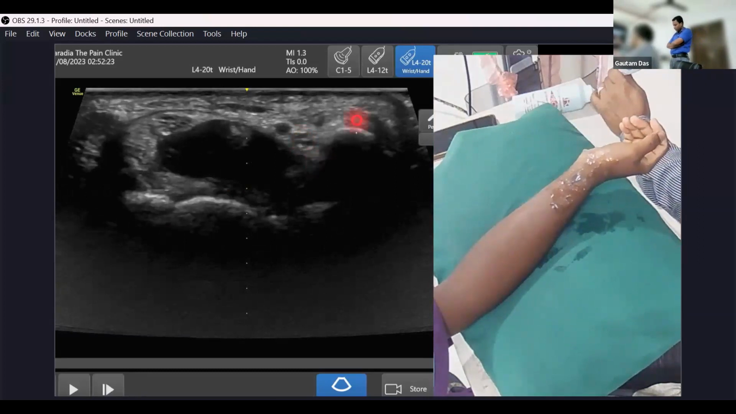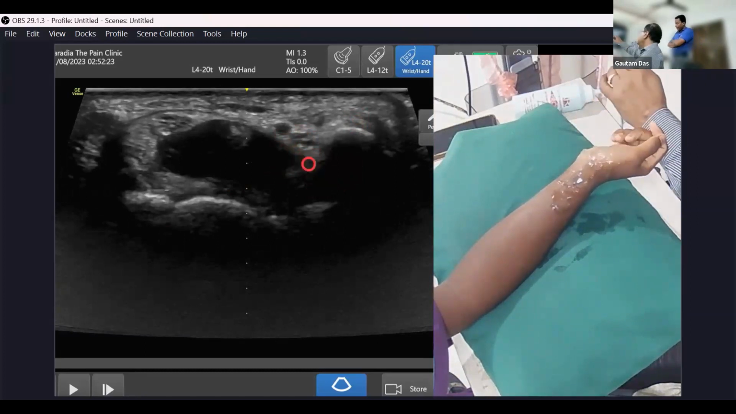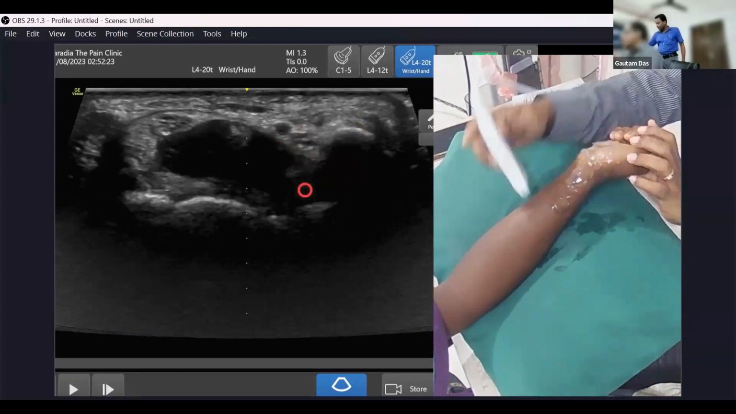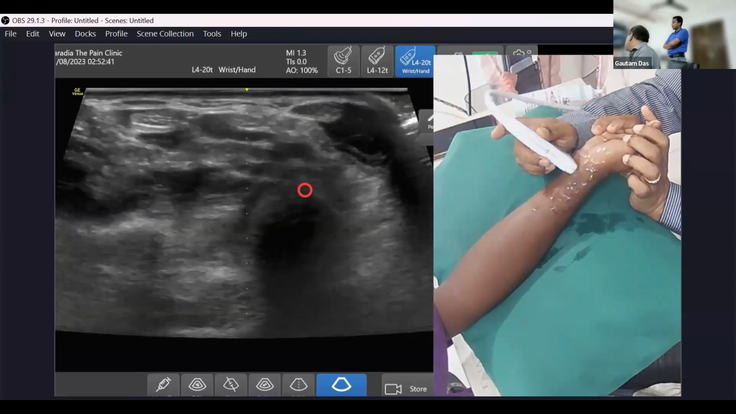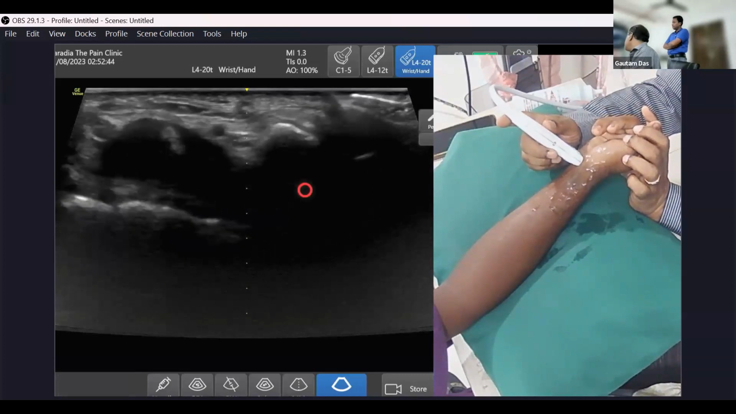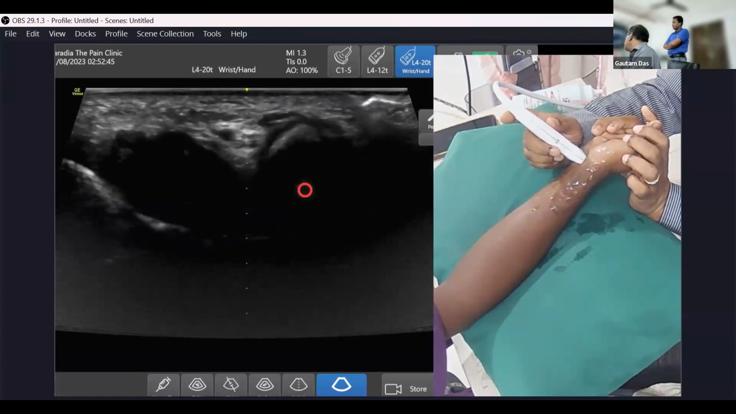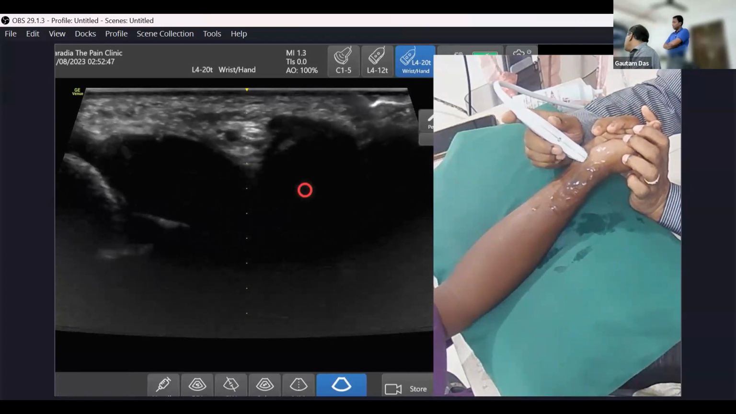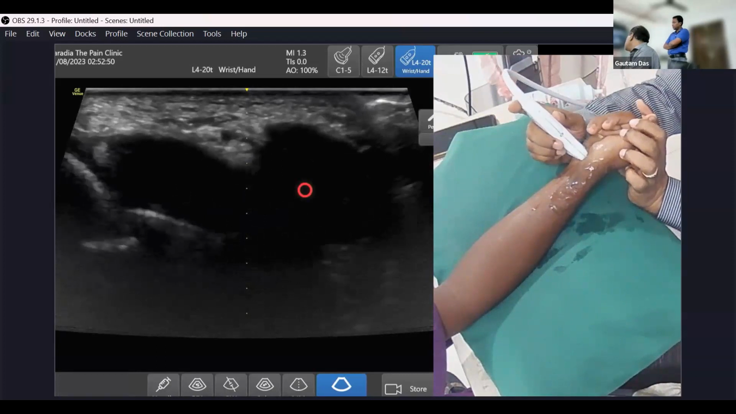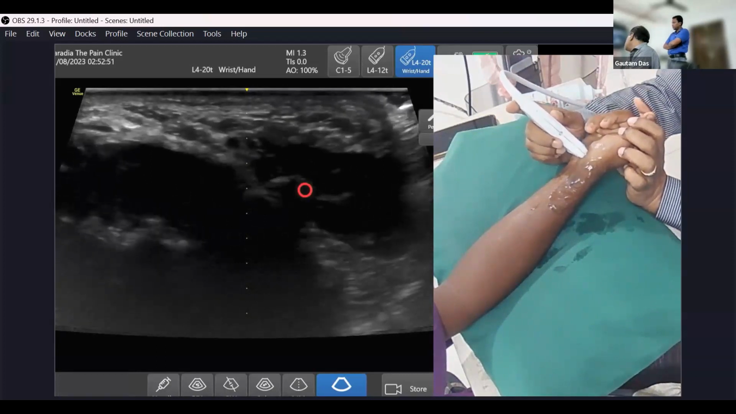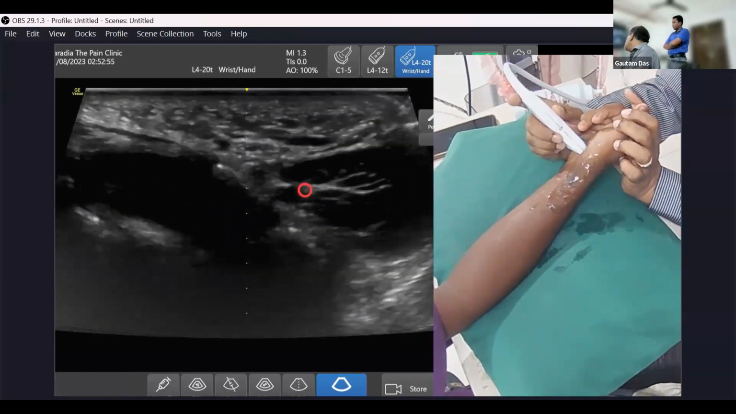This was your pisiform bone. The hook of the hamate will be appearing here, and you'll see that the ulnar artery and nerve will be getting divided. So I was here. Follow the ulnar nerve. See the ulnar nerve is very nicely seen just at the middle of my screen, and now the ulnar artery will be getting divided. And the ulnar nerve is also getting divided. You see now the ulnar artery is divided.